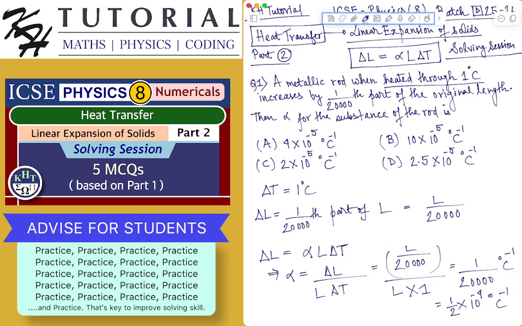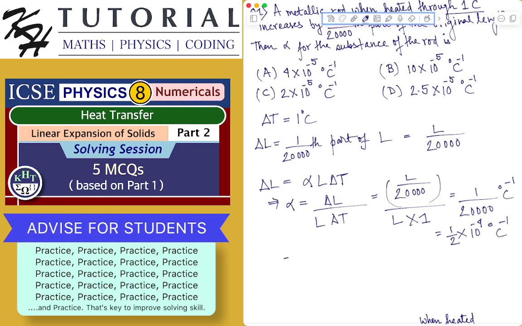Okay, after simplification this becomes 0.5 multiplied by 10 to the power minus 4 per degree Celsius, or this is equal to 5 multiplied by 10 to the power minus 5 per degree Celsius.